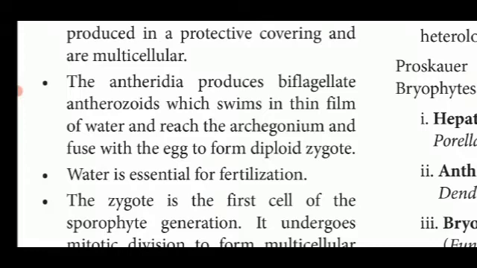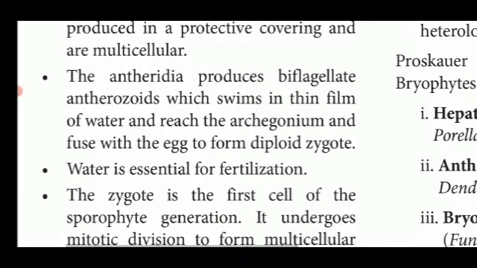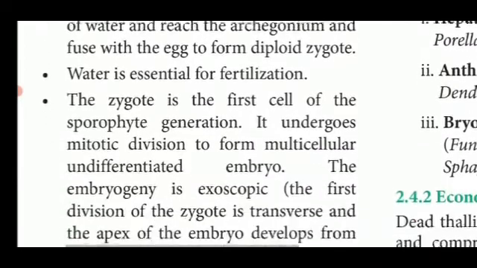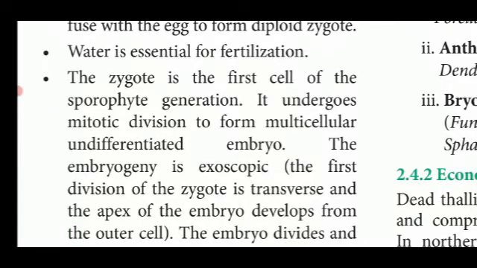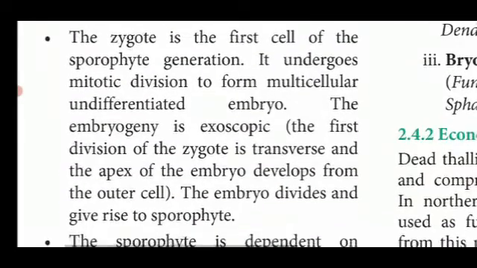The male sex cell, that is the antherozoid, is biflagellated. It contains two flagella. With the help of the flagella, it swims, reaches the archegonium, and fuses with the egg to form a diploid zygote. For this fertilization, water is essential. For the fertilization of bryophytes, water is needed.